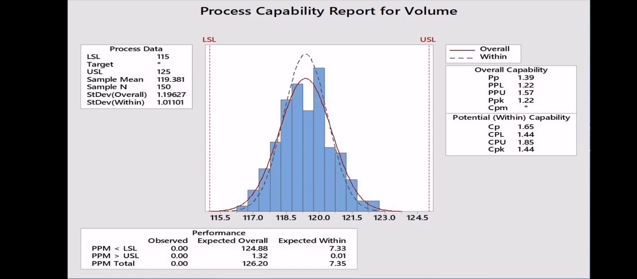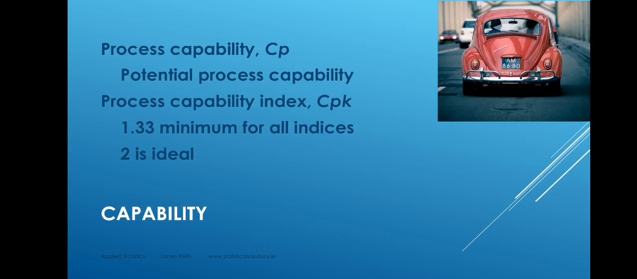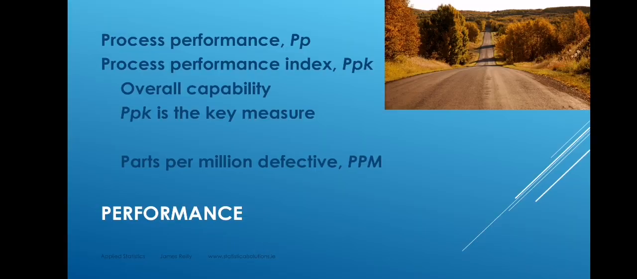Down in the bottom panel, we see the word performance used, and this predicts the parts per million defective from that process. The parts per million that will be defective if it behaves to its best within capability or with its overall performance. So the process performance there is PP, performance of the process, and the one-sided process performance index, PPK, is the key measure. And the parts per million defective, as I mentioned, is at the bottom panel there.